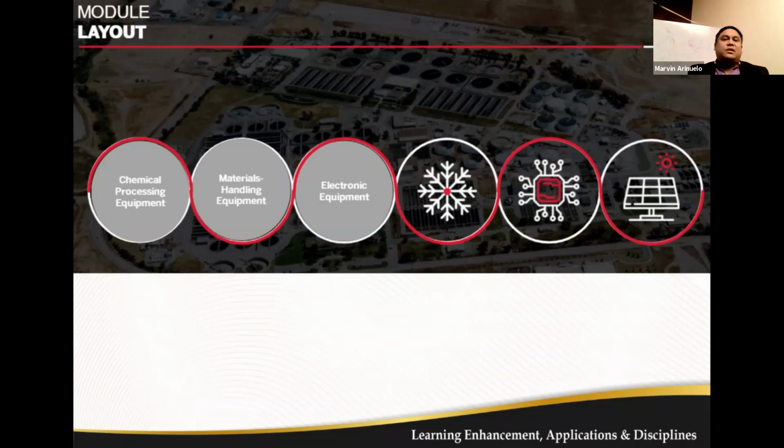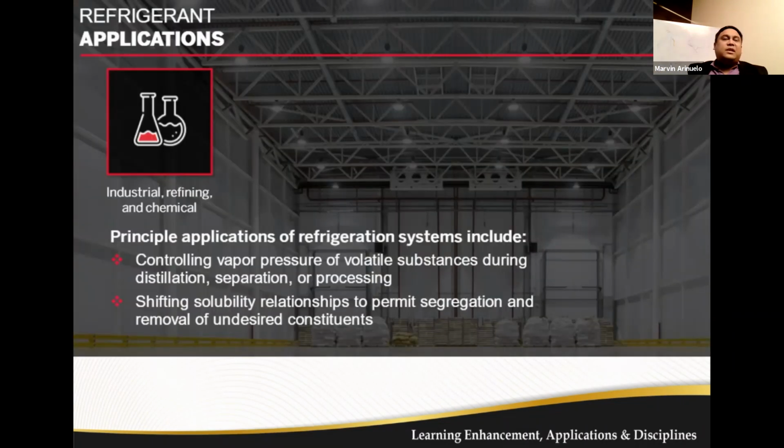Let us discuss now refrigerants. There are many types of commercial or industrial refrigeration systems designed to provide a means for cooling specific items or locations. Many of the principal applications of refrigeration include industrial refining and chemical processes, such as controlling vapor pressure of volatile substances during the distillation process, separation or processing, and shifting solubility relationships to permit segregation and removal of undesired constituents such as asphalt or wax in lubricating oils.